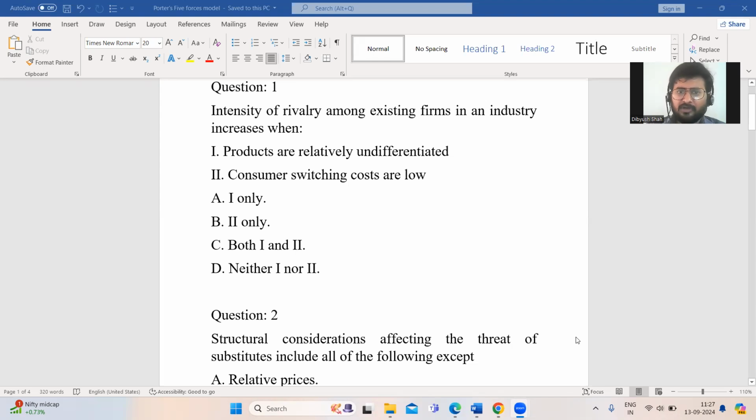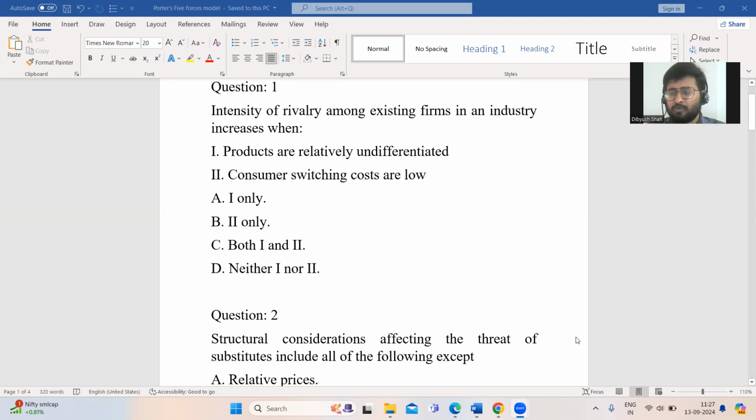Intensity of rivalry among existing firms in an industry increases when. So the question is telling us intensity of rivalry between existing firms in the industry. When will that increase? Meaning their rivalry will be really high. Products are relatively undifferentiated. That means all the products are more or less the same substitute products. Yes, in this situation, your rivalry will definitely increase because you are all fighting for the same set of buyers.